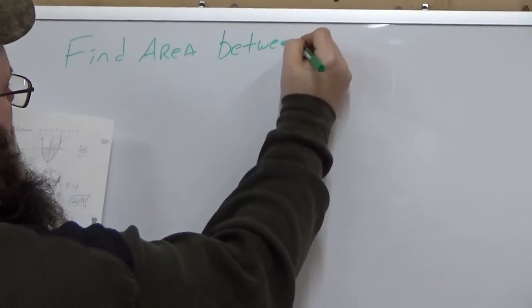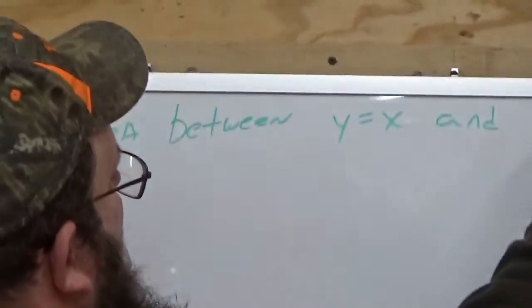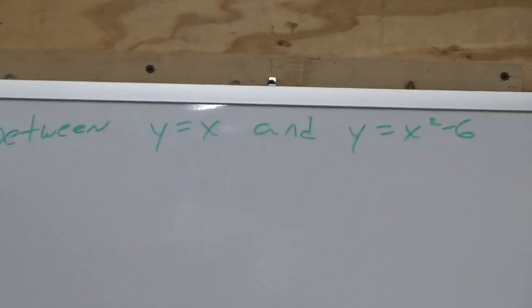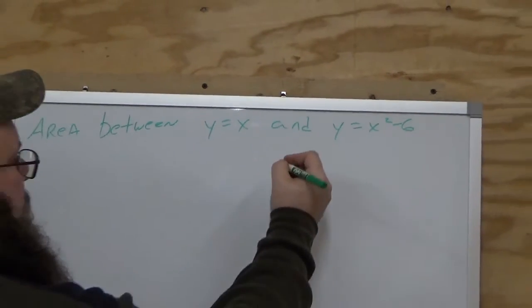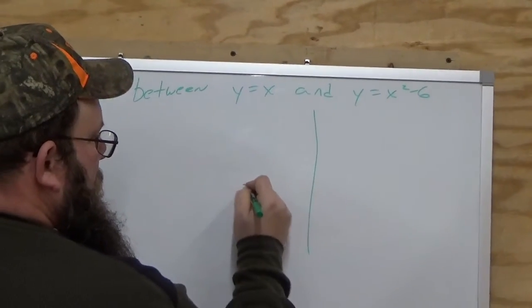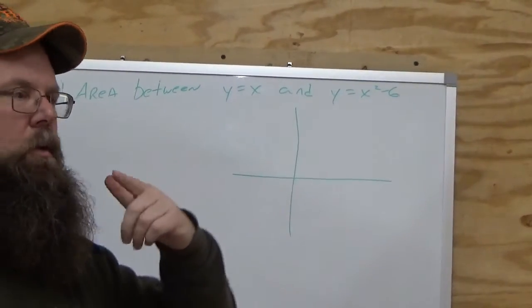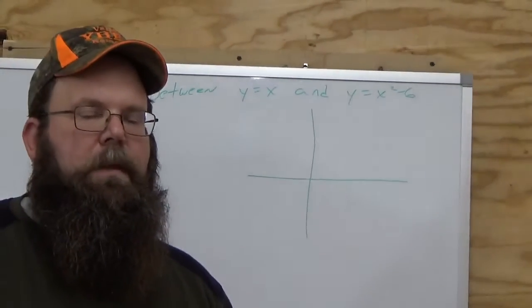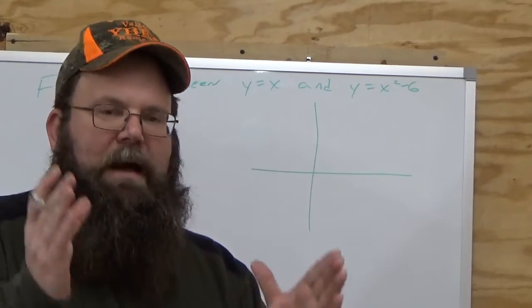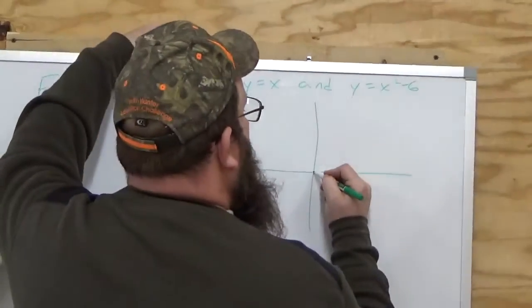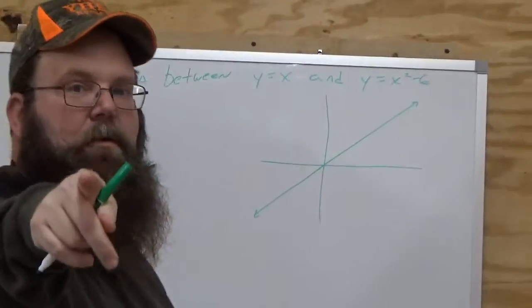Mm-hmm. All right. Find the area between y equals x and y equals x squared minus 6. Okay? So again, a pretty straightforward problem. Let's make a sketch over here. All right, what does y equals x look like? Well, I hope you're thinking about what these things look like, because this one's a pretty easy one. You're going to end up going to your Inspire and typing them in and graphing them. But y equals x is your 45-degree line, right? You probably learned that in 8th grade.